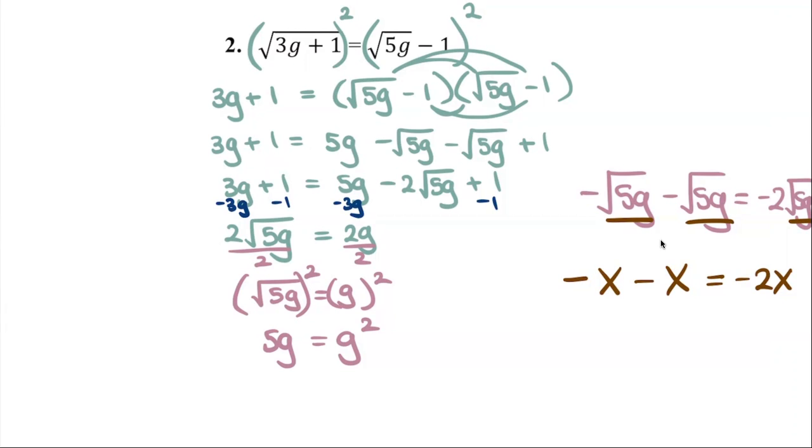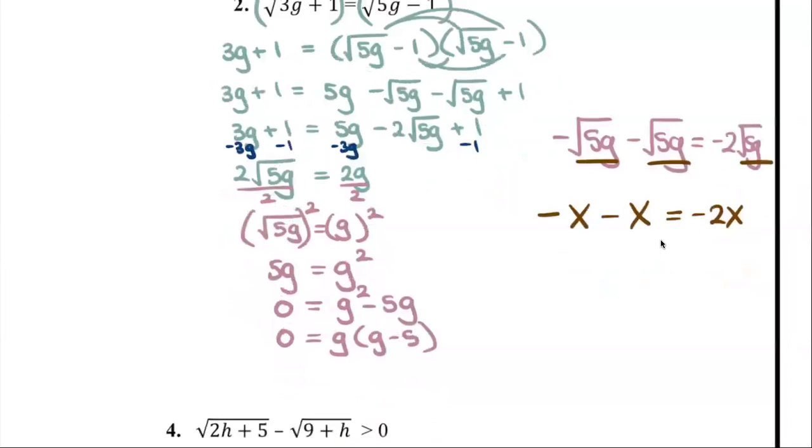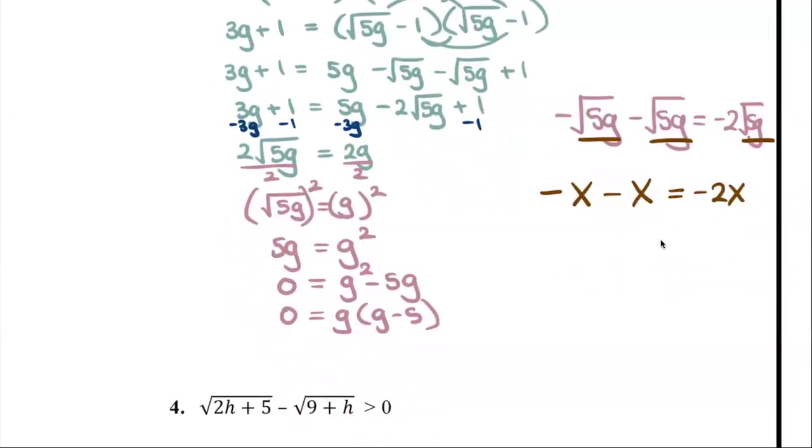So instead, I'm going to subtract the 5g over and get one side equal to 0. I do that anytime I see my variable squared. I have a quadratic, because I can factor now. And when it's equal to 0, I can solve for g. So g will be equal to 0 or 5.